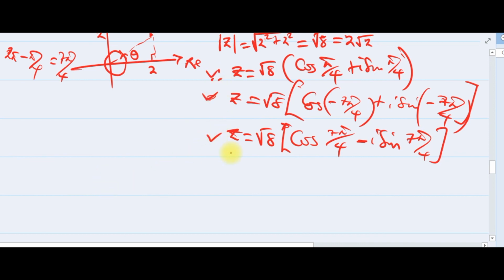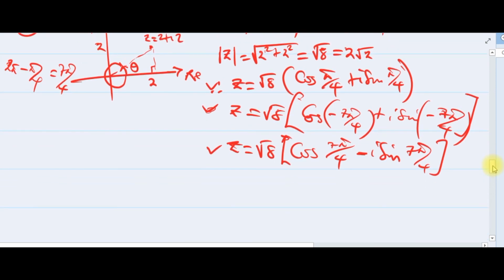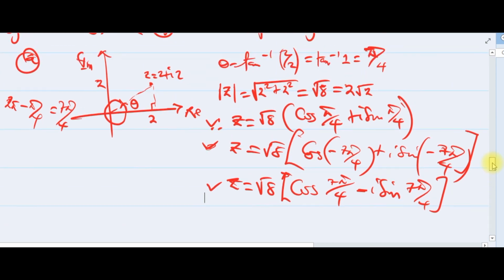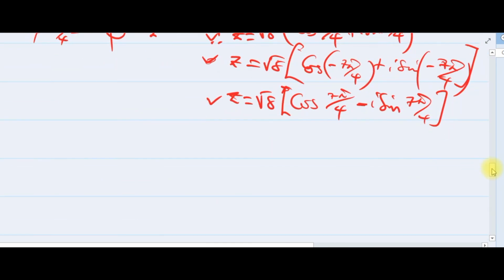So please don't make a mistake. You might see this one in the options. Whenever you move clockwise, the argument is negative. The positive angle is 2 pi minus the former argument.